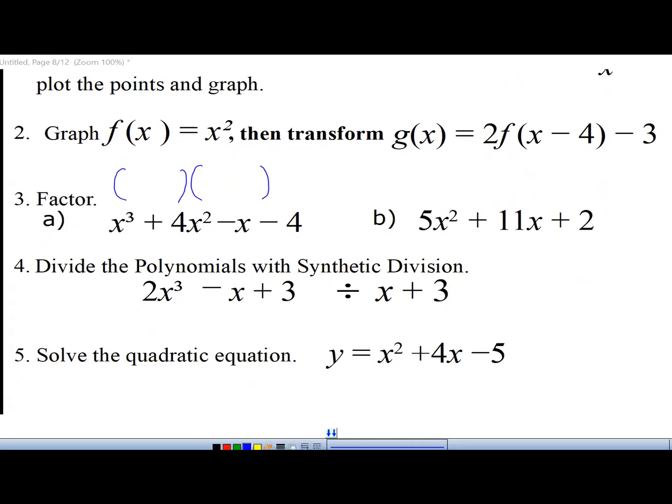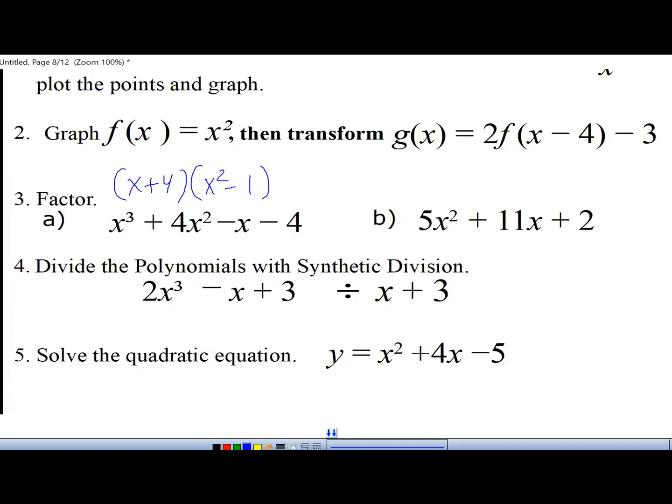Okay. Help them out, Mia. What'd you get for your factors for 3a? X plus 4 and x squared minus 1. Bam, Mia, let's go. Yes, so far so good.